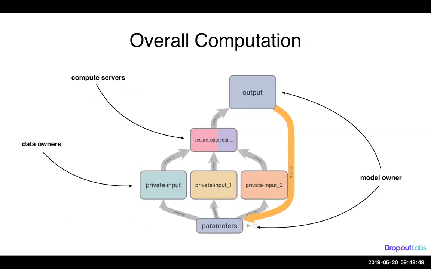So we have the model owner owning the parameters and taking care of the output. So the output here is where the model updates are revealed and applied to the current version of the model. We have the data owners in the middle, doing the local computation on their own training sets, and then having the compute service in the middle. So that's the service and the helper doing the aggregation.